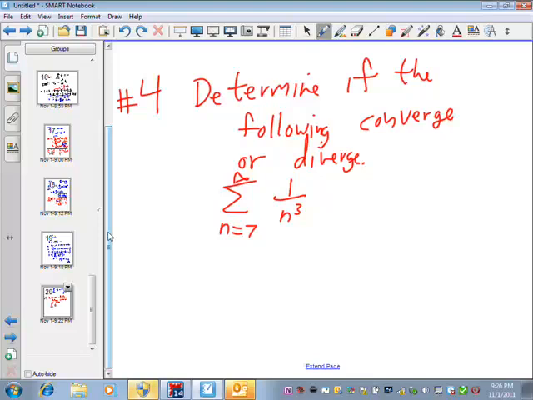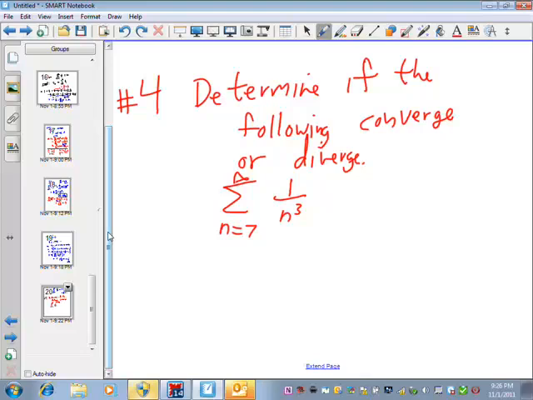So if that was n to the 1, then it would diverge, because 1 is not bigger than 1. So if the exponent is equal to 1 or less than 1, then it will diverge. Yes, it diverges. That's right.